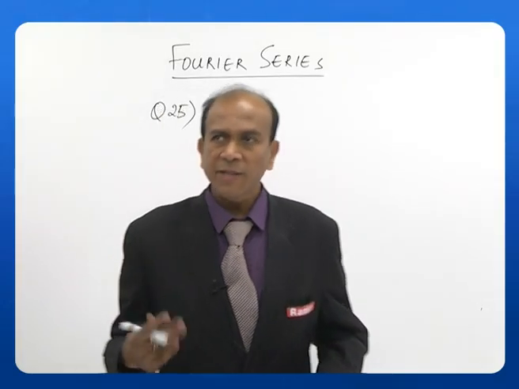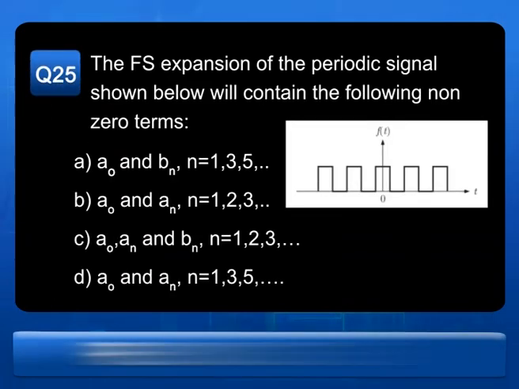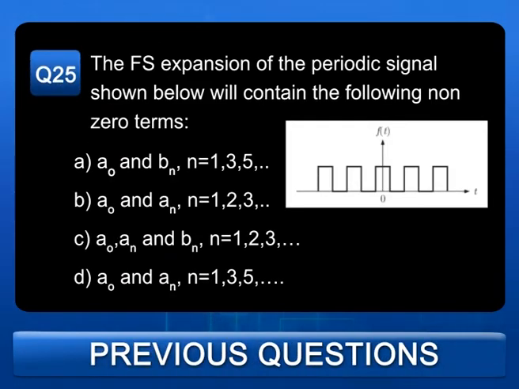Let us see the next question. The next question says, the Fourier series expansion of a periodic signal shown below will contain the following non-zero terms. You have a figure, and from the figure you can understand that this is an even function because it exists evenly on both sides. The choices are A, A0 and Bn, n is equal to 1, 3, 5. B, A0 and An, n is equal to 1, 2, 3. C, A0, An and Bn, n is equal to 1, 2, 3. And D, A0 and An, n is equal to 1, 3, 5.